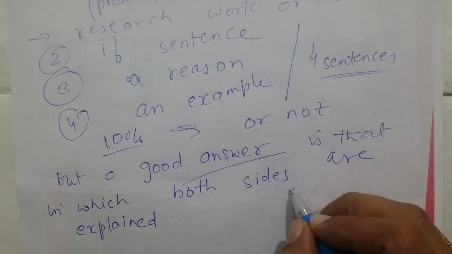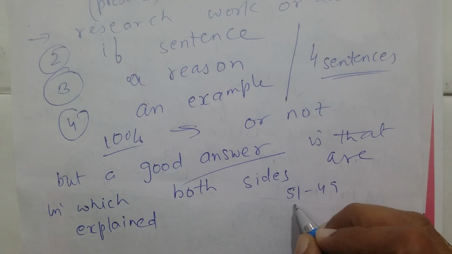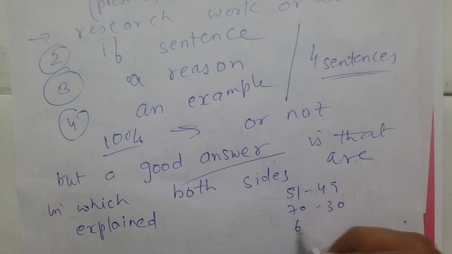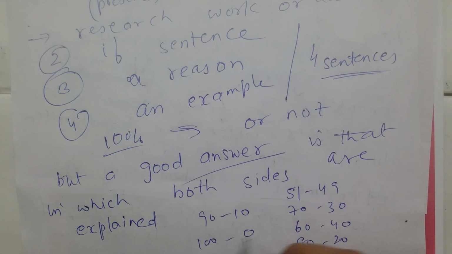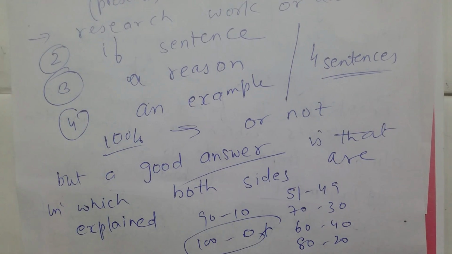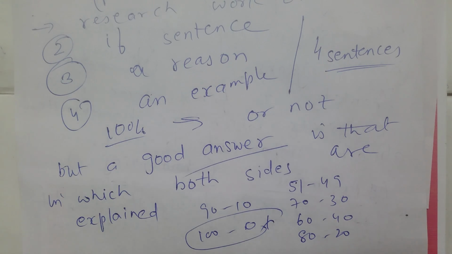Then you can make it in this manner: 51-49, 70-30, 60-40, 80-20, 90-10. But don't go with 100-0. You can write it, and the examiner has no problem. But what is a good answer? A good answer is one where you maintain some kind of ratio, because nothing is perfect in this world. Remember this, so you can write accordingly.